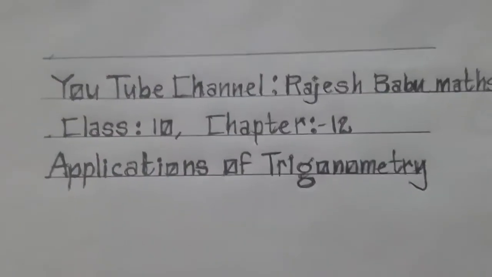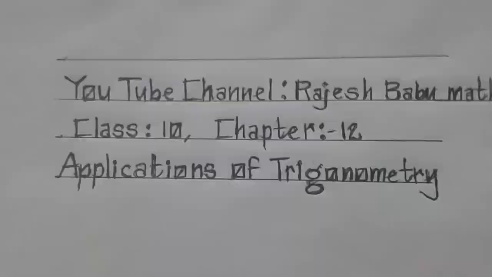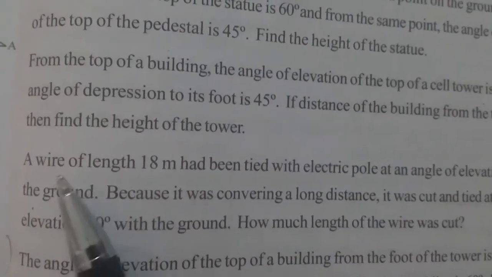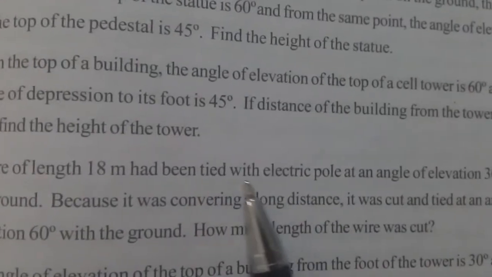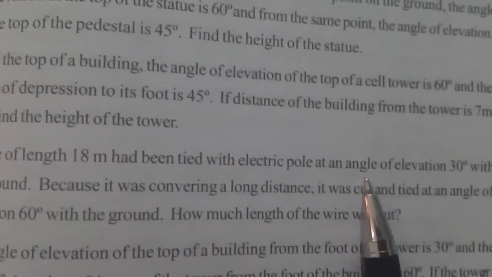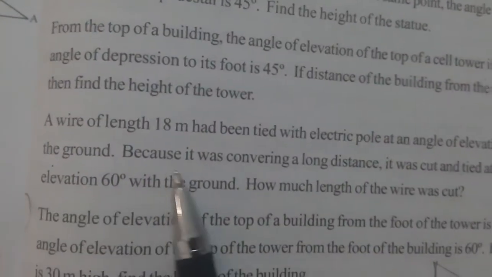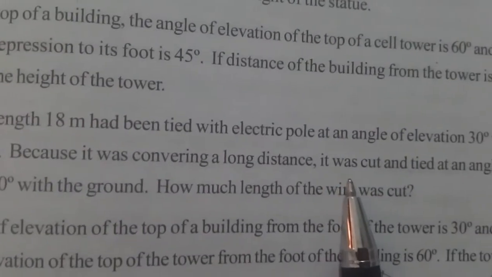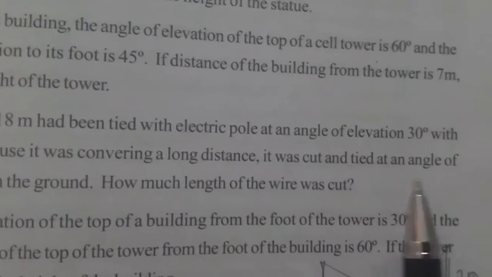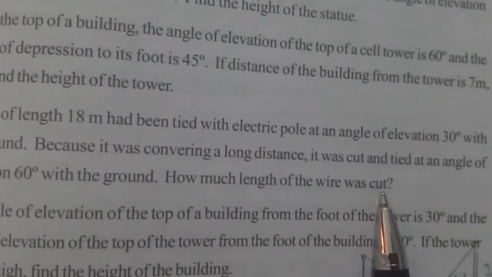Chapter 12, Applications of Trigonometry, Exercise 2, fifth problem. A wire of length 18 meters had been tied to an electric pole at an angle of elevation of 30 degrees with the ground. Because it was covering a long distance, it was cut and tied at an angle of elevation of 60 degrees with the ground. How much length of the wire was cut?